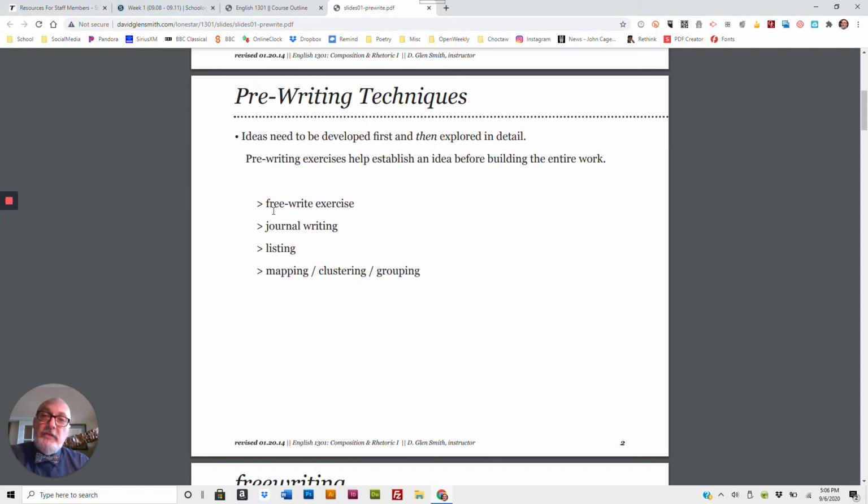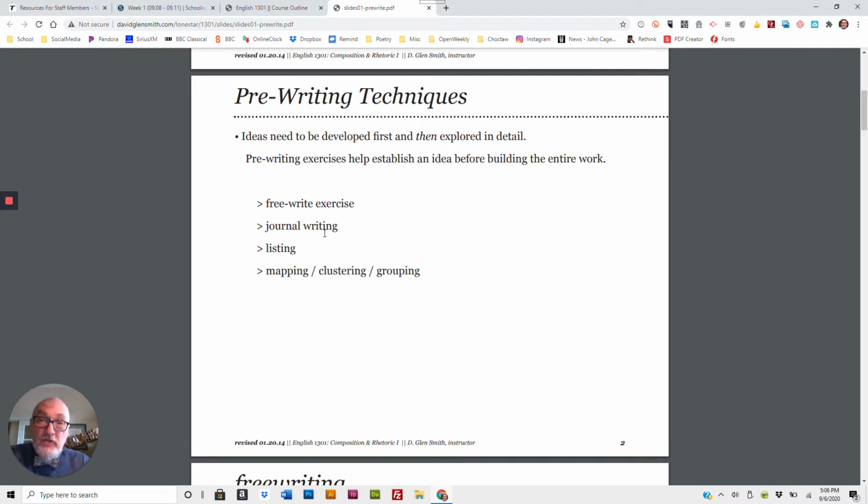So the first one is called a free write exercise. Those are my favorites. I really like free write exercises. I still use them today. As an old man, I use free write exercises whenever I need to establish a stronger concept.